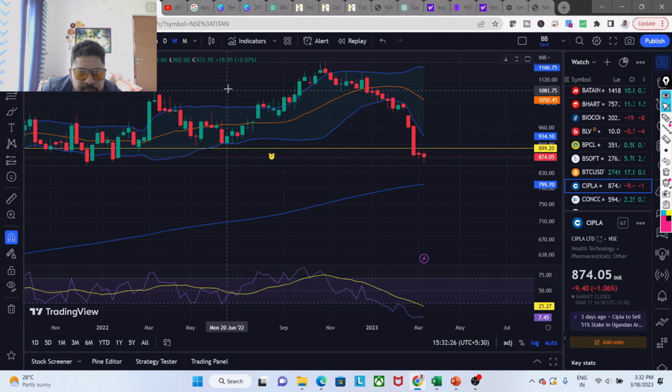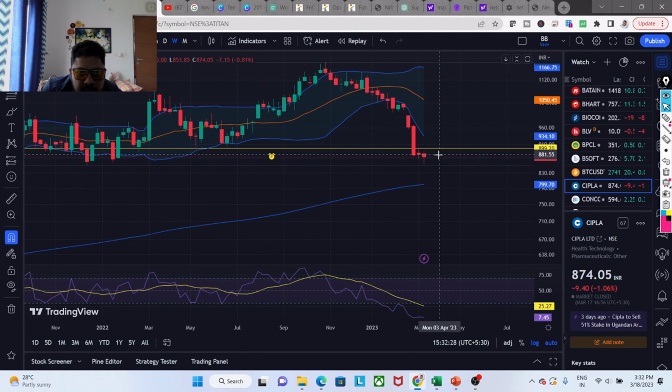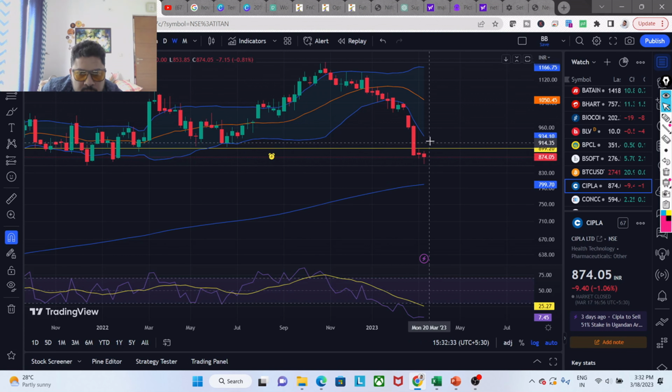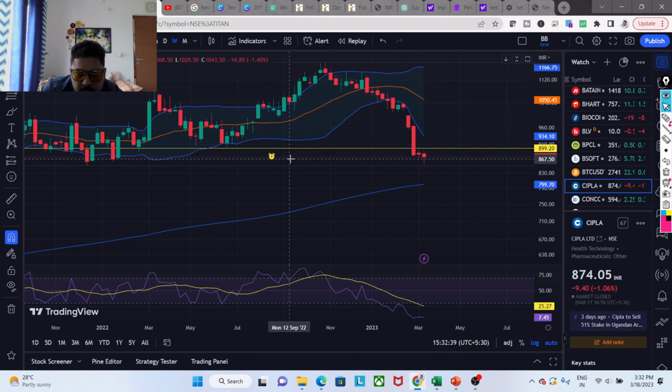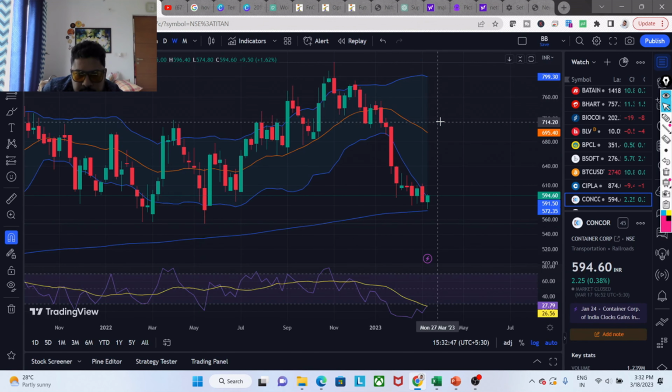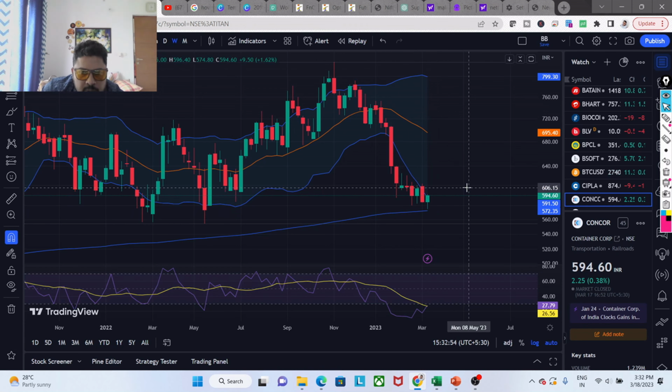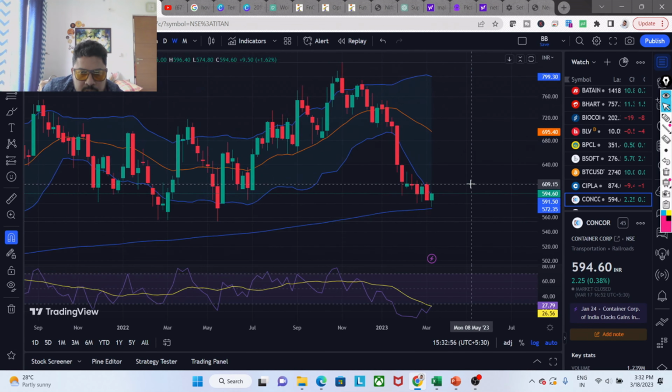Let's look at Cipla. Cipla can give you an entry only when there is a candle closing above this 899. Okay, so I've been watching Cipla also because it is above 200, and I've already created an alert here, because look at the RSI. Let's look at Concor. Concor is also giving an entry. It is nicely near the 200 period moving average.